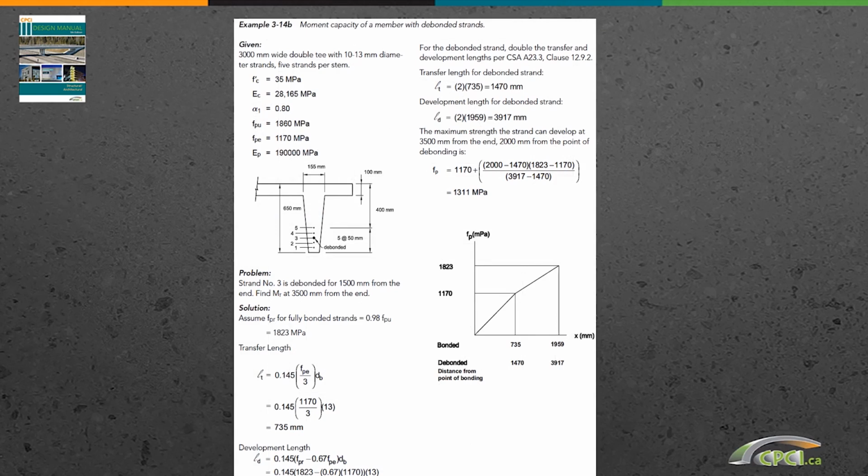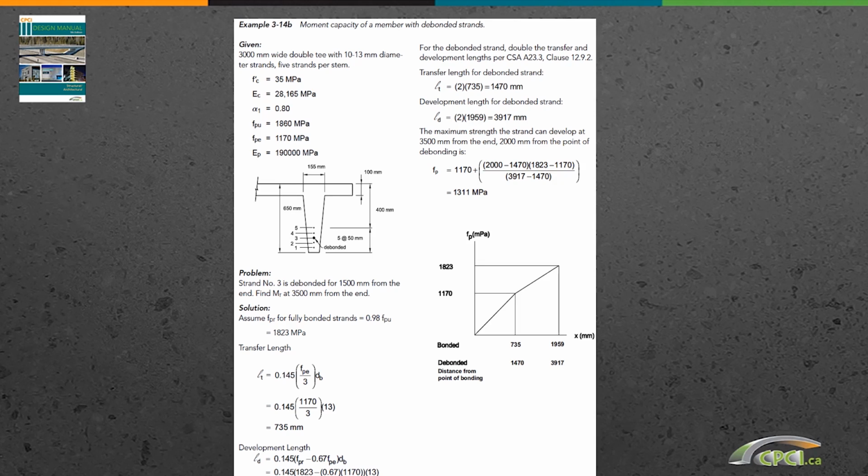Okay, this here was a new example we added this time. Actually, it was done differently last time, but we decided to enhance it a little bit. It's a double T with 5 strands per leg, and one of them is debonded at 15 millimeter from the end. And the question is, please calculate the MR at 35 millimeter from the end, for the 4 of them that are not debonded and the 5th one that's debonded at 15.